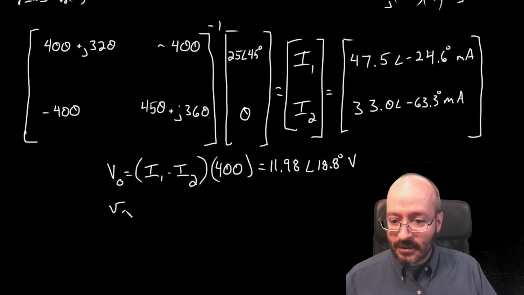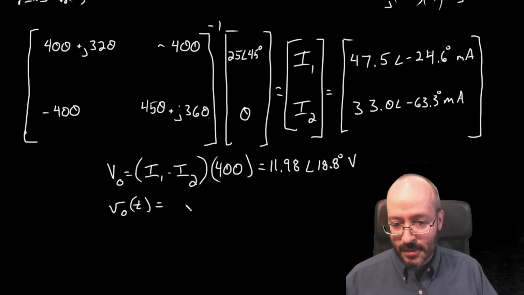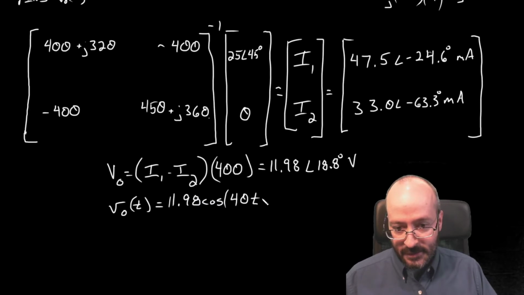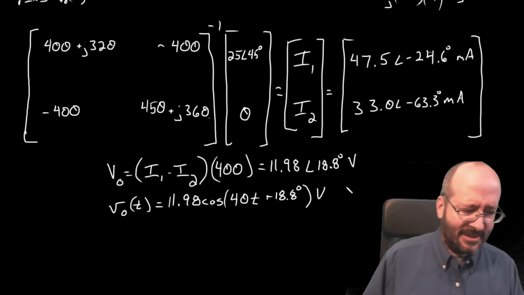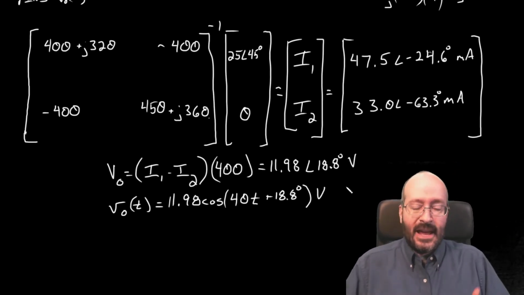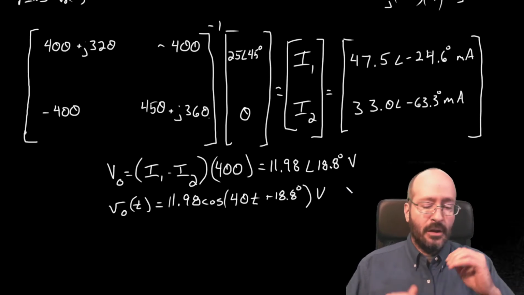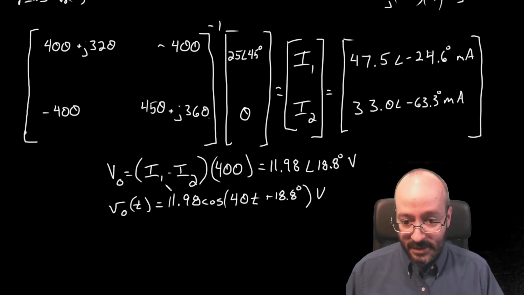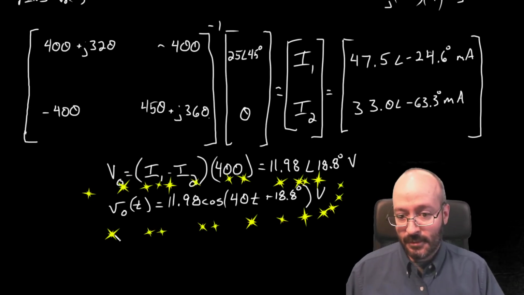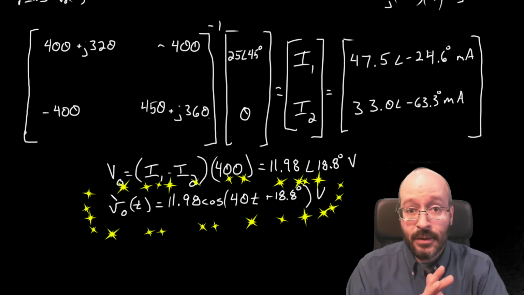We can get a time domain solution by using the inverse phasor transform. 11.98 cosine 40t plus 18.8 degrees in volts. And that's the right answer, but it's really easy to lose sight of the fact that it represents something in the circuit. So what I would like to do now, let's mark that. Use the stars to mark that. What I'd like to do now is simulate that.